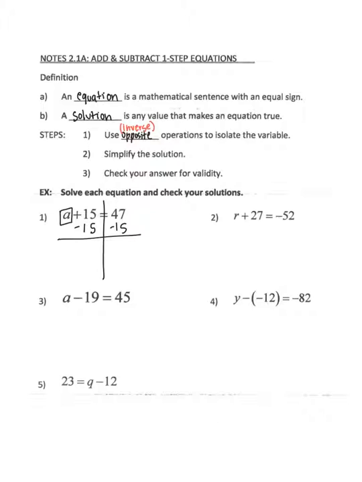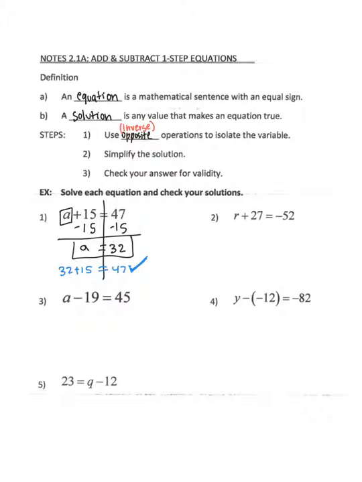15 minus 15 is 0, so all I have left on this side is a. Then on this side, 47 minus 15, I need to simplify this to get my solution. 47 minus 15 gives me 32. Now to check, if I plug this back in, if I have 32 plus 15, that gives me 47. And that's what I wanted.